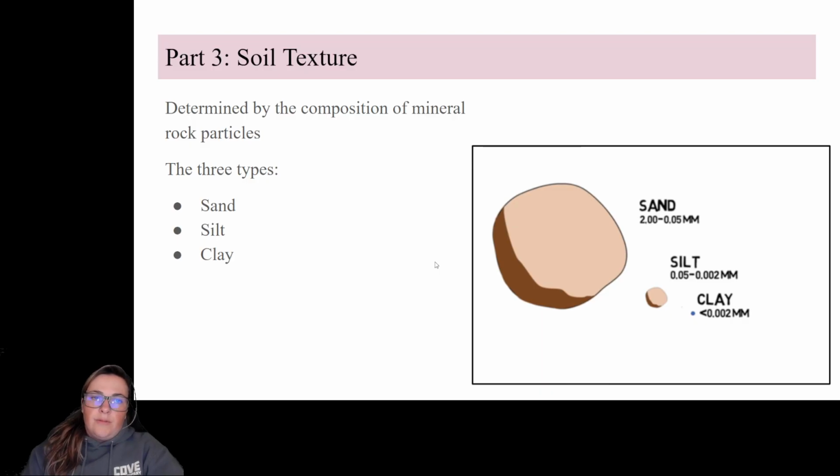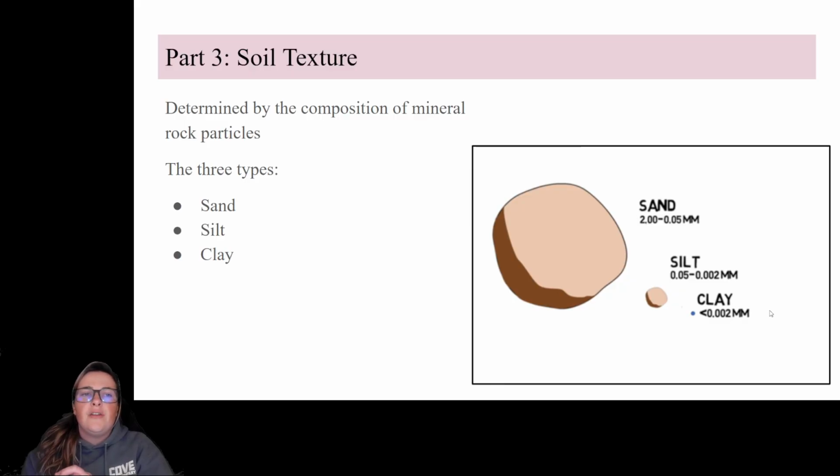Okay, so the soil texture is determined by the relative amounts of these particles, right? There are 3 types: sand, silt, and clay. Sand, if you've been to the beach, you can pick it up in your hands, right? You can see the individual grains of sand. This has the largest particle size, between 2 and 0.5 millimeters. Silt is kind of in between. It's between 0.5 and 0.002 millimeters. And then clay is the smallest particle size, less than 0.002 millimeters.